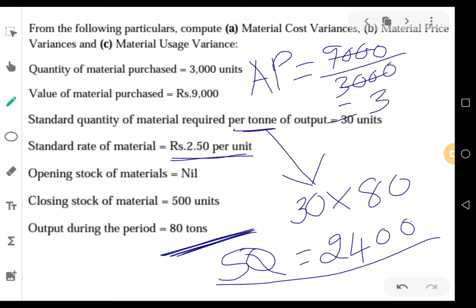So to calculate the actual quantity of materials used, we have to add purchases to the opening stock of materials and we should subtract closing stock of materials from the total. First begin with the opening stock, add purchases, subtract closing stock. The resulting figure should be the amount of materials used.